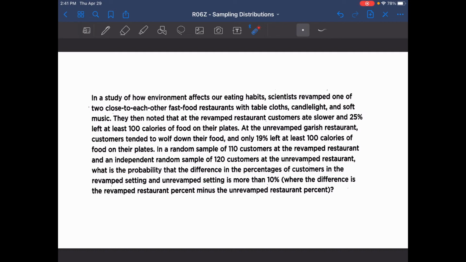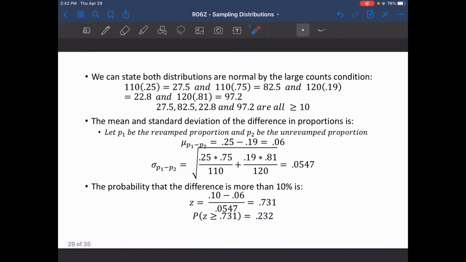In a random sample of 110 customers at the revamped restaurant and an independent random sample of 120 customers at the unrevamped restaurant, what is the probability that the difference in the percentages of customers in the revamped setting and unrevamped setting is more than 10%, where the difference is the revamped restaurant percent minus the unrevamped restaurant percent?